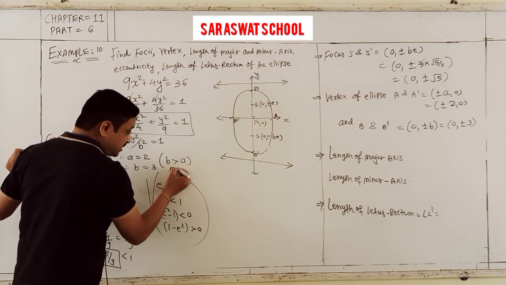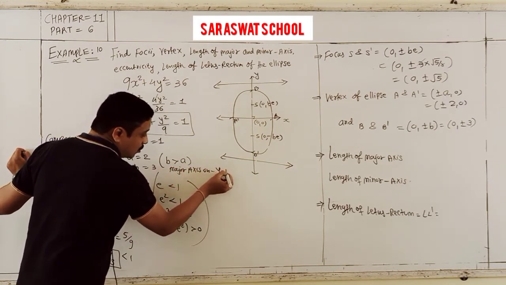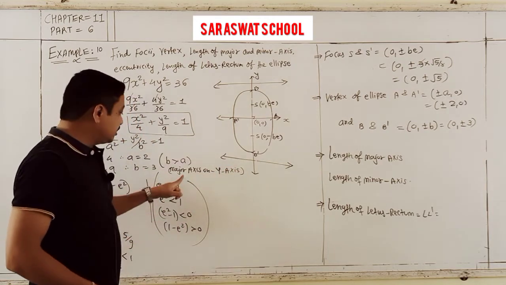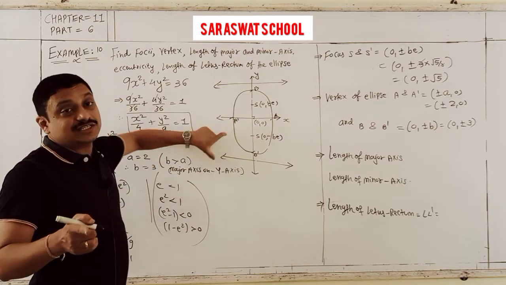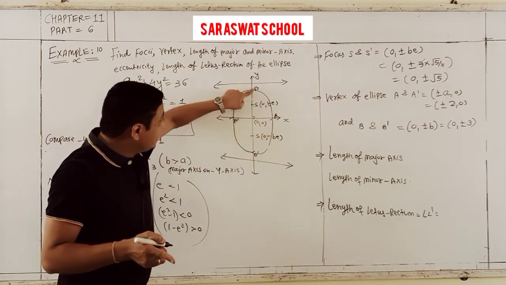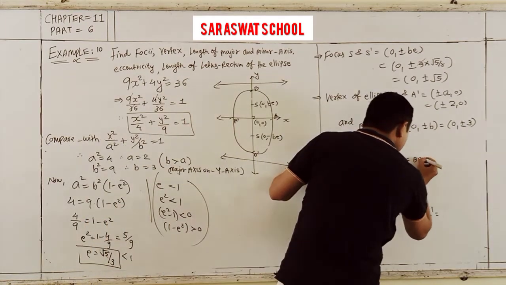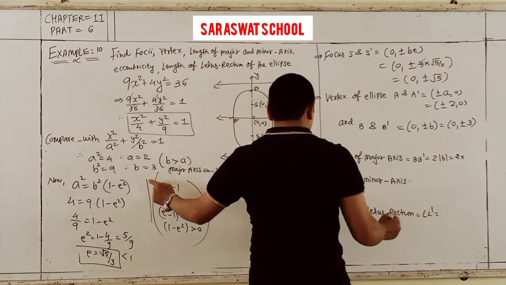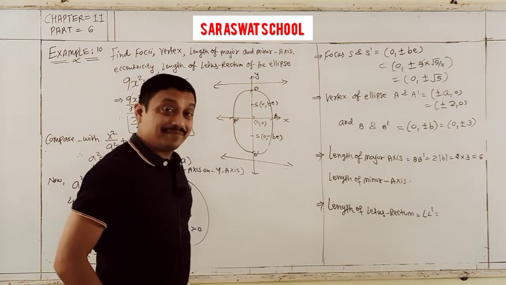So major axis on y-axis. Compulsory you write down, students. By mistake I have not written here, but you see now. Because b is more than a, the major axis is on the y-axis. So what's the length now? BB dash. So length of major axis BB dash is twice modulus b. And what's the b? B is 3. So 2 times 3 is 6.